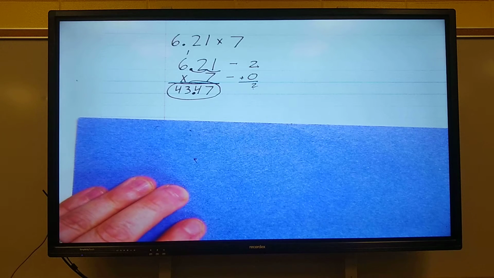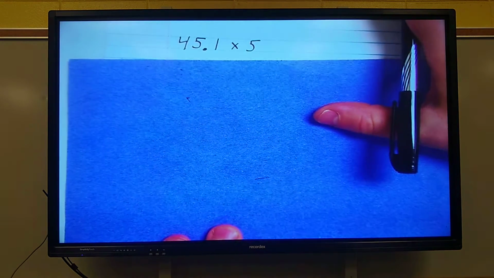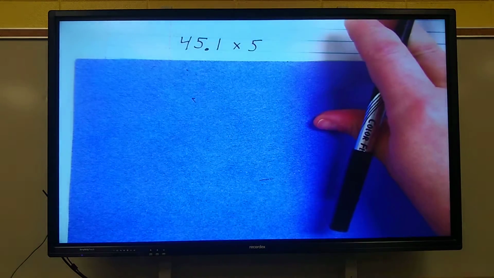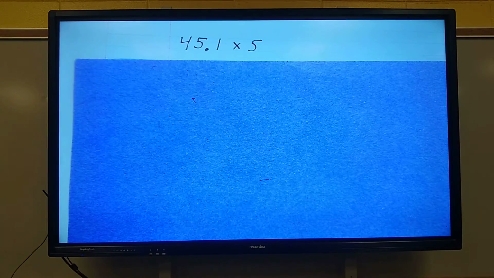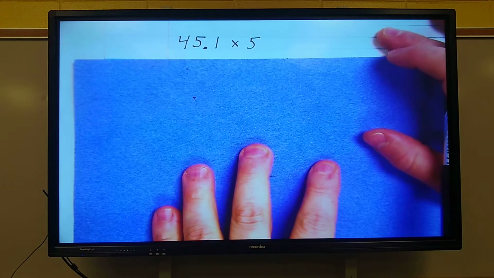Easy. Your turn. 45 and 1/10 times 5. Pause the video, multiply it, and put your decimal in your product in the right location. Pause the video. All right, let's see how bad you did, or good.